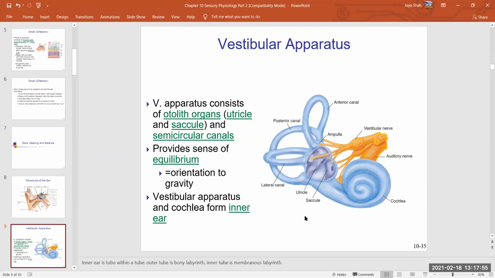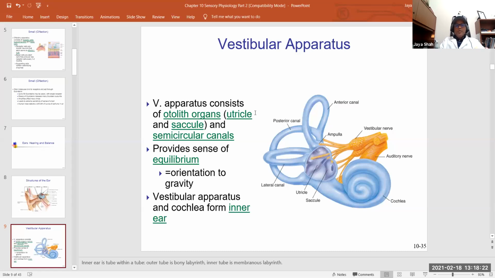Okay. So this membranous tube now, if I cut it, what do you see? You see there is fluid inside it. So if you cut this cochlea, you're going to see fluid. If you cut this tube, you're going to see fluid. And that is called endolymph. Okay. Got that first? And you see all the auditory nerve is attached to the cochlea. All the vestibular nerves are attached to the vestibule and ampulla.